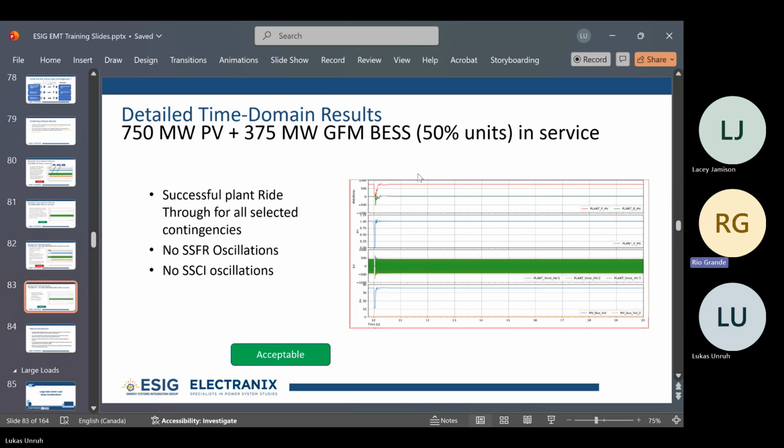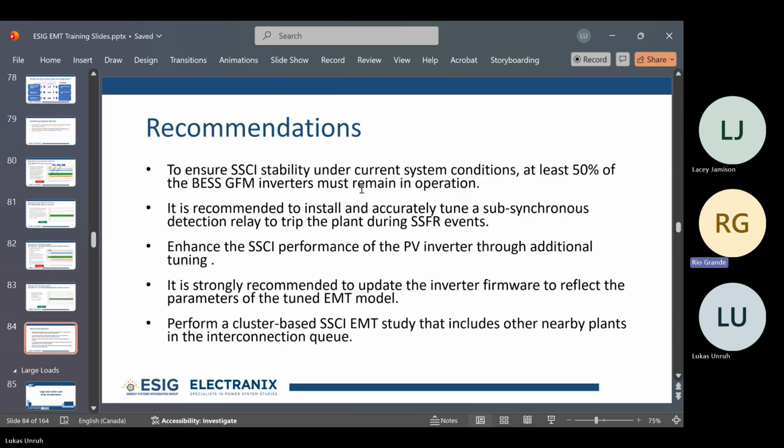So the same thing again with now 50% of grid forming BESS in service. And now we see a stable result, no ride-through issues, no SSFR, and no SSCI. So this was really useful to know. The conclusion was that to ensure SSCI stability, we need at least 50% of the grid forming batteries to remain online. And it was recommended to install a subsynchronous detection relay for SSFR. Further tuning of the PV inverters was recommended as well.